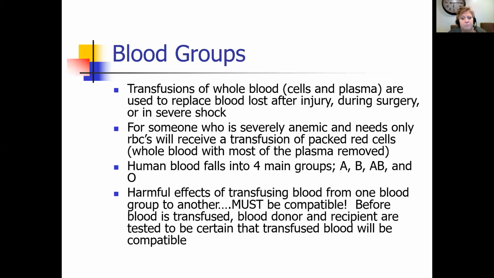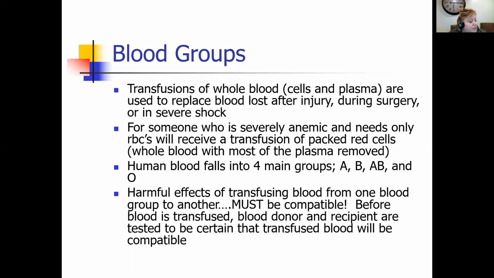Transfusions of whole blood are used to replace blood loss after injury or during surgery when a lot of blood is lost, or when somebody's in severe shock and has lost a lot of blood and needs their volume of blood replaced. For someone who is severely anemic and needs only red blood cells because their iron and/or hemoglobin is low, they will receive a transfusion of packed red cells only. They do not need the plasma. So they'll do whole blood with most of the plasma removed so they get the erythrocytes that they need.